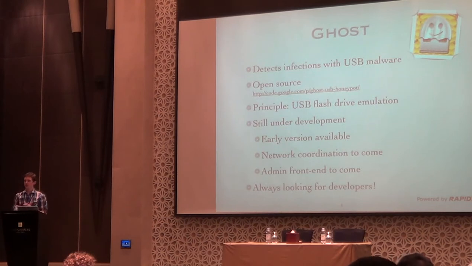So every machine runs Ghost, and once a machine detects an infection with malware, you would inform all the other machines in the network, and then the others could react accordingly. For example, you could just reject any USB flash drive that you see in the future, or you could reject network communication from the infected machine. You can think of many ways how to protect yourself once you know that there is an infected machine in your network and which machine it is.